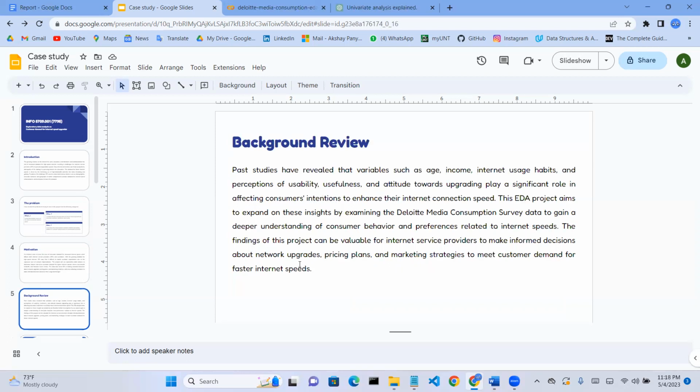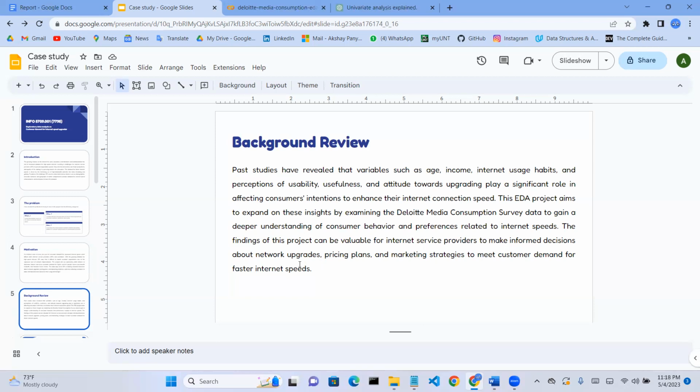And the background review. Past studies have revealed that variables such as age, income, internet usage habits, and perception of usability, usefulness, and attitude towards upgrades play a significant role in affecting customer intentions to enhance internet speed. So this exploratory data analysis aims to expand these insights by examining the Deloitte Media Consumption Survey.